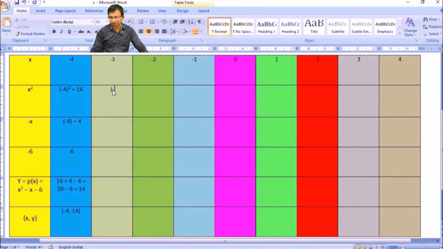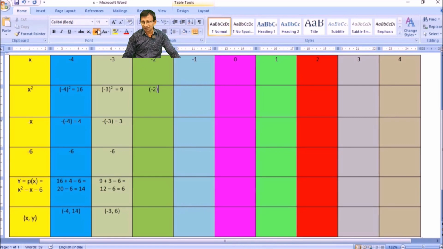Now come to the third column. If x equals minus 3, then x squared is equal to minus 3 whole squared, which is equal to 9. Minus x is minus of minus 3, which is equal to 3, and the third term is minus 6. So by adding all these three terms, you will get 9 plus 3 minus 6 is equal to 12 minus 6, which is equal to 6. So the point is (-3, 6).